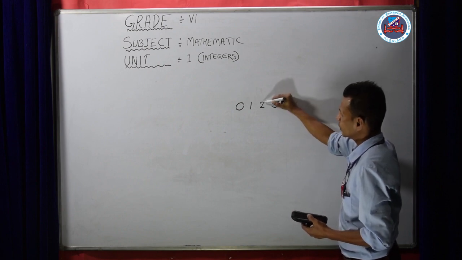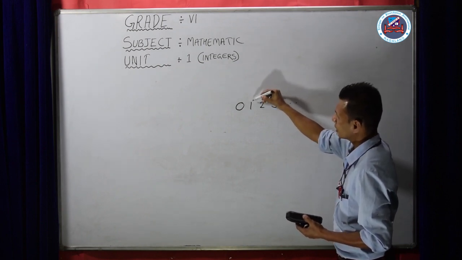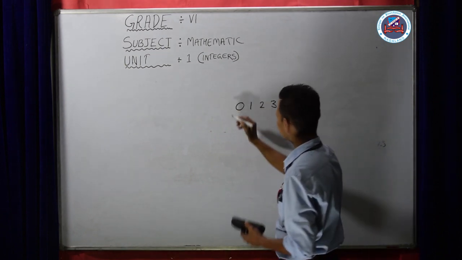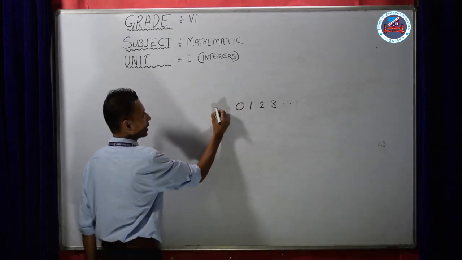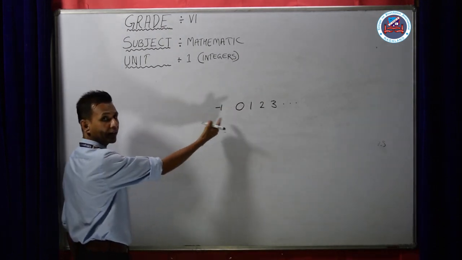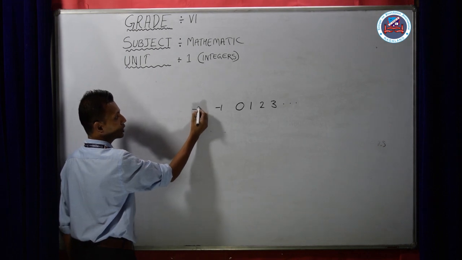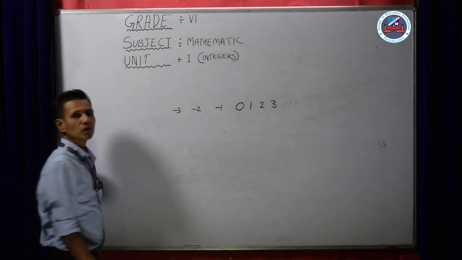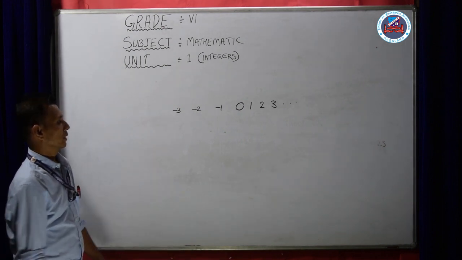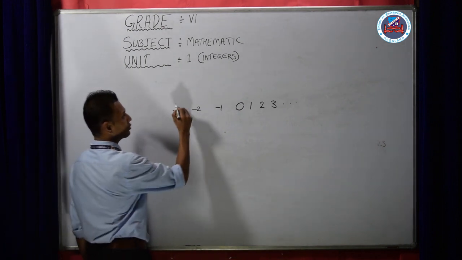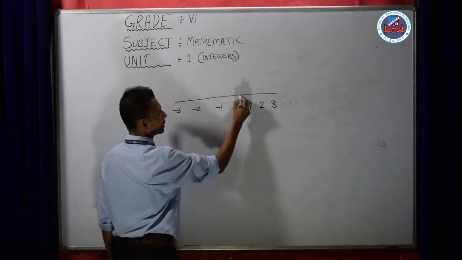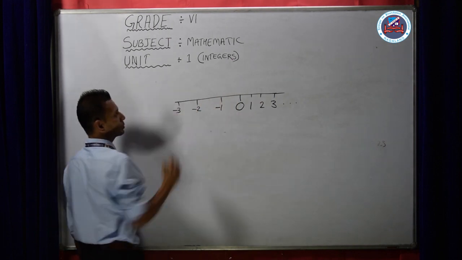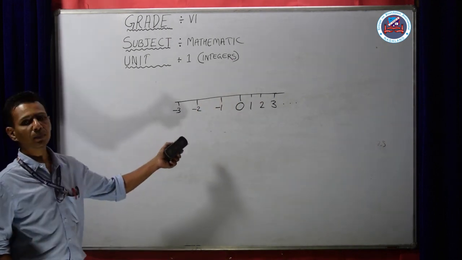Smaller than 3 is 2, smaller than 2 is 1, smaller than 1 is obviously 0, smaller than 0 is negative 1, correct. Smaller than negative 1 is negative 2, which you already know, and smaller than negative 2 is negative 3, and so on. Okay. From these numbers, if I draw one line, what did you observe? Great. This is a number line.